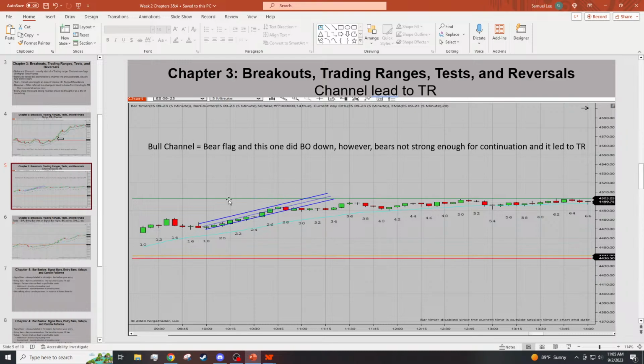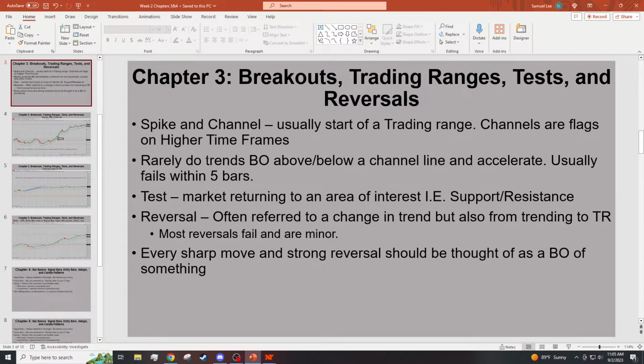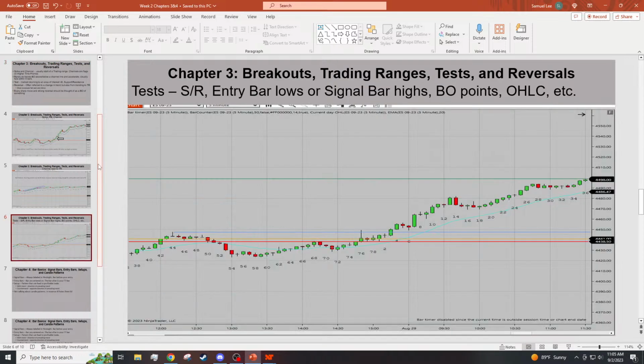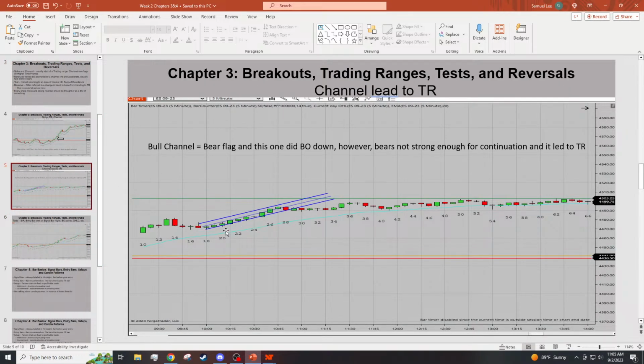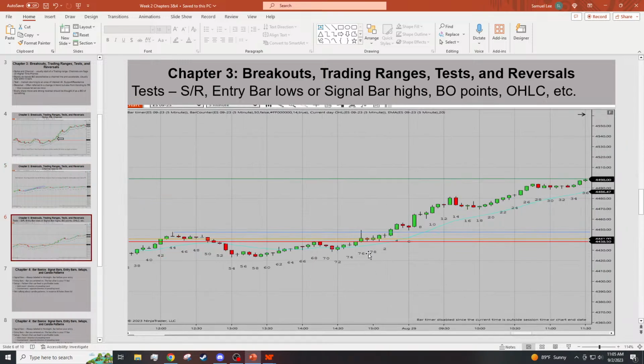And something else to remember with channels, again from slide 3: rarely do trends break out above or below a channel line and accelerate. They usually fail within 5 bars. Really what I take that as is, in a bull channel, if we break out above, it's usually not going to be sustained, right? Usually not. Obviously it's not pictured here, but keep that in the back of your mind as well. I talked about slide 6, so I'm not going to go over it again, but it's just a retest of the breakout area.